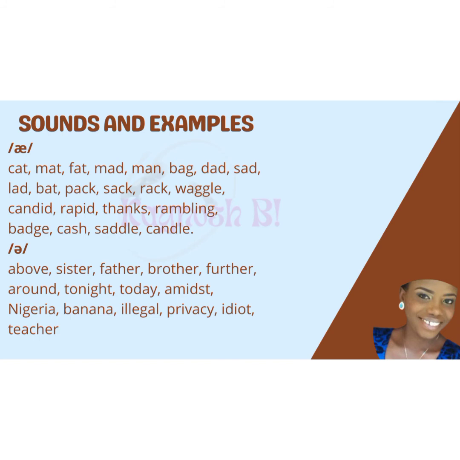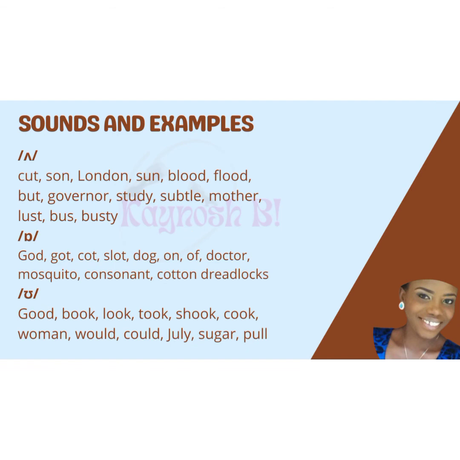And the sound is found in words such as cut, sun, London, blood, flood, governor, study, mother, last. The sound is found in words like God, slot, dog, doctor, consonant, cotton, dreadlocks. And then finally, you have the oo sound. You find it in words like good, book, look, took, woman, would, could, July, sugar, pull.